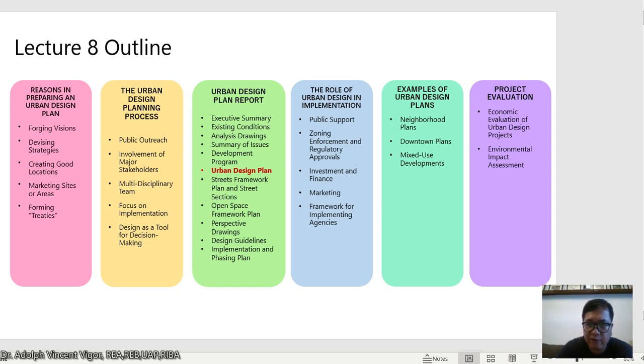Then the role of urban design in implementation: public support, zoning enforcement and regulatory approvals, investment and finance, marketing, framework for implementing agencies. Then the examples of urban design plans: neighborhood plans, downtown plans, mixed-use developments. Then project evaluation, economic evaluation of urban design projects, then environmental impact assessment.